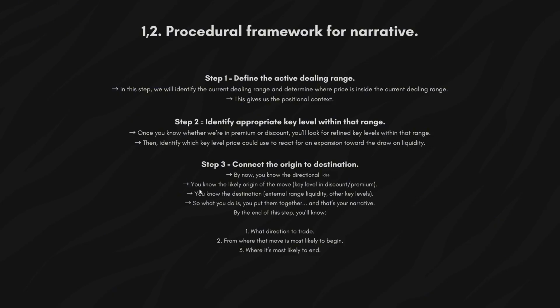And along with that, you also know the destination or the drawn liquidity for price, which could either be in the form of the external range liquidity below or above the dealing range, or it could be other key levels within that dealing range. So what you do is you put them together, and basically that's your narrative, that's your directional bias, and that's the storyline that you're going to be trading for the day or for the week. And by the end of this step, you should have answers to three critical questions.